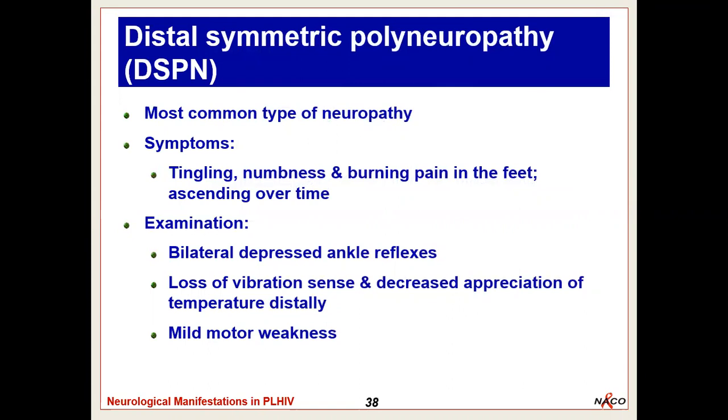So as I mentioned, the distal one is the most prominent or the most common type, and usually the patient presents with tingling, numbness, and burning pain in the feet, and it's ascending over time. Keep in mind this. And then on examination, you get bilateral depressed ankle reflexes, loss of vibration sense and decreased appreciation of temperature receptor. And also you get mild motor weakness in these cases.